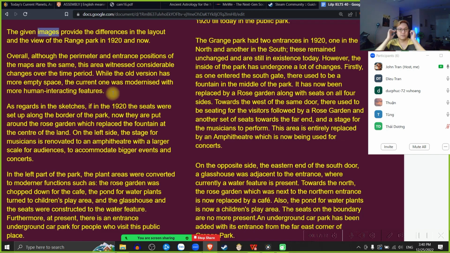Wrong. The parameter and entrance positions of the maps are the same. Are the same. Spoken language. Bằng nói. Are similar. The same, same. À, bằng nói nha. Similar. Chu vi. Wow. Parameter. Mặc dù chu vi và những vị trí của những cái cửa. Wow. The perimeter. Wow. But it's not wrong. Không đâu sai đâu. It's not wrong.